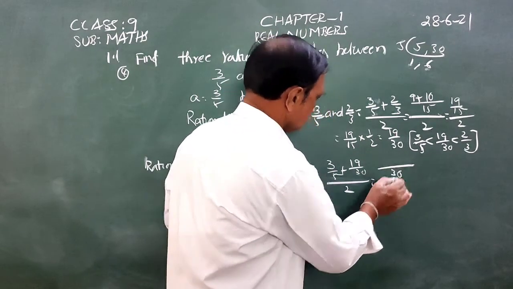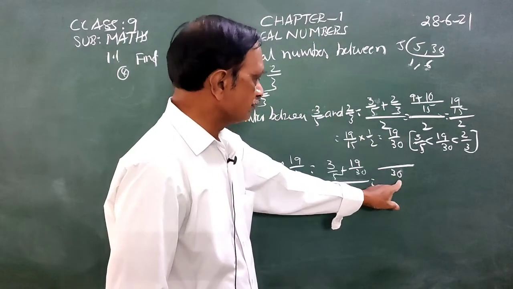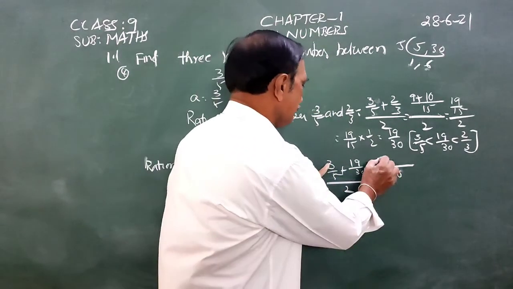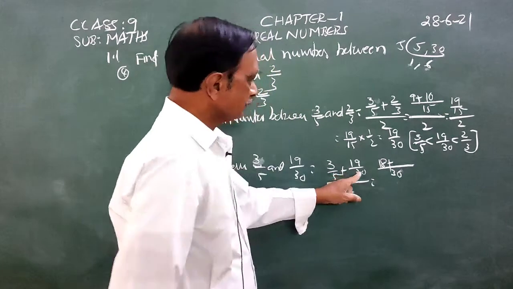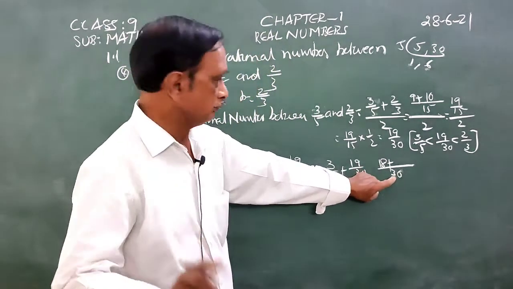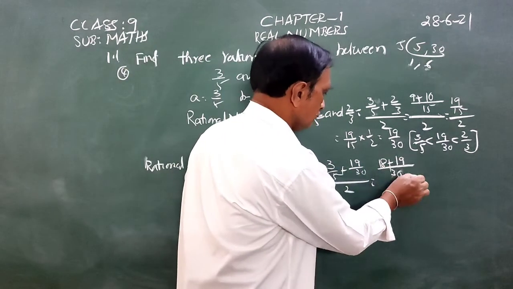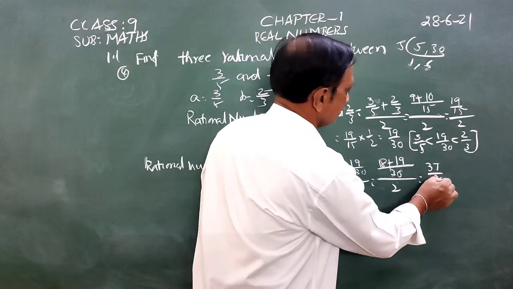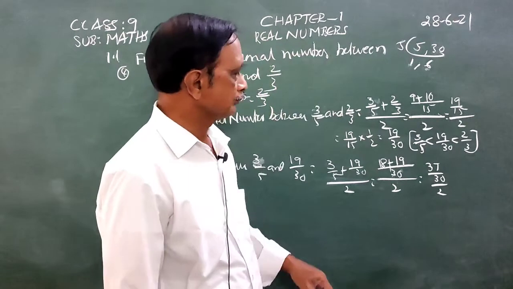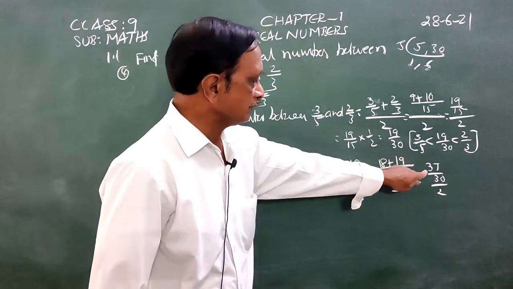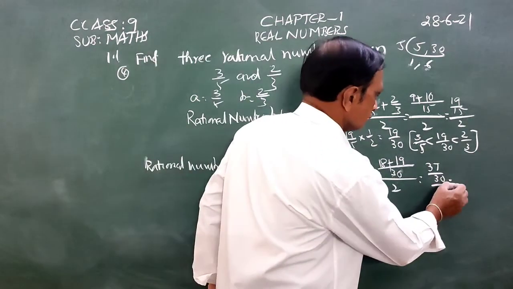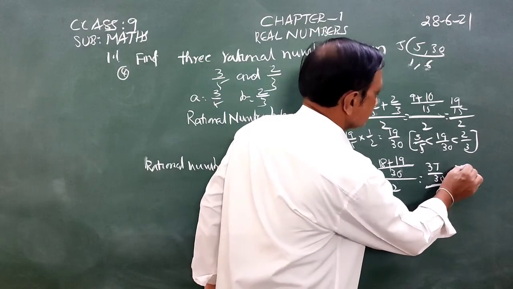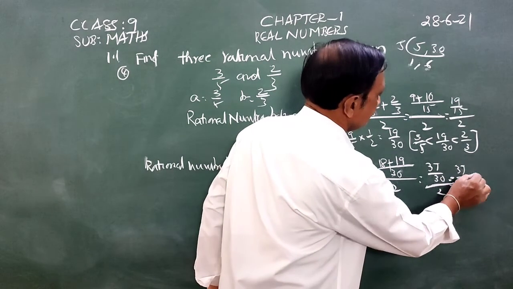So 30. 5 how many times it goes in 30? 6 times. 6 3s, 18. 30 how many times it goes in 30? 1 time. 1 19, 19 by 2. 18 plus 19, 37 by 30 by 2. Can be written as 37 by 30 into 1 by 2.